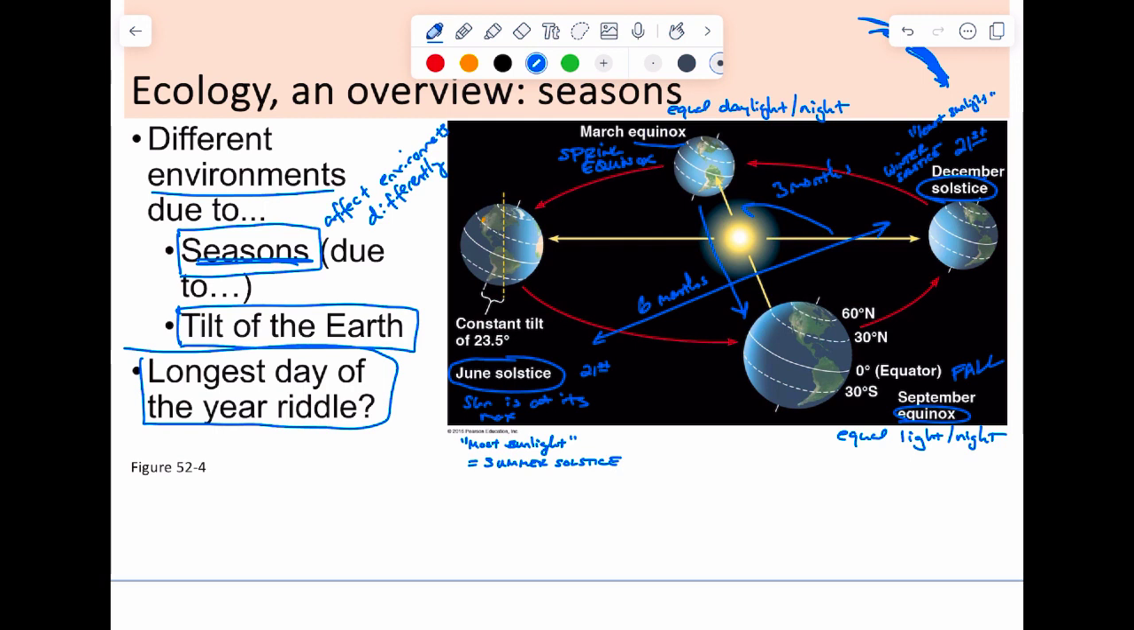So if you look at what I have up there, what must the answer be? It has to be the summer solstice, of course. There's two M's. I can't spell. But here becomes the catch with this tilt thing.